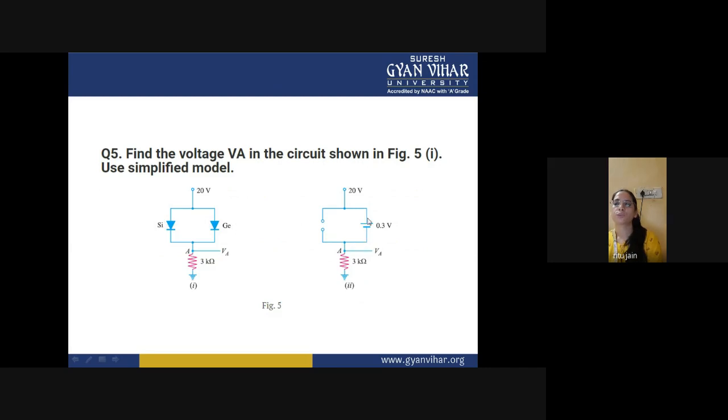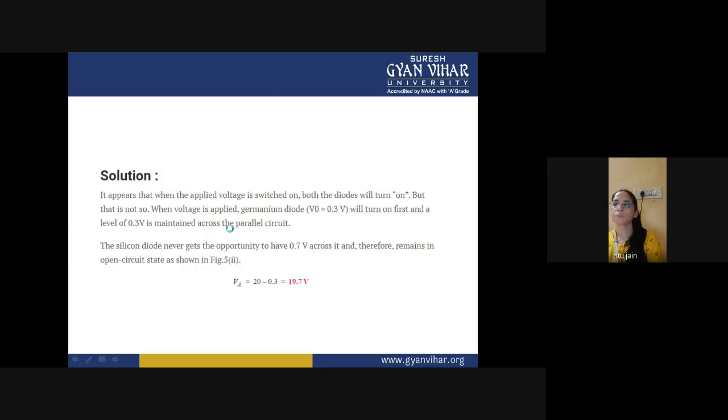So the current will flow through this circuit. And you know when two branches are in parallel, the voltage across those branches will be the same. So the diode with less voltage drop will turn on first. It appears that when the applied voltage is switched on, both the diodes will turn on, but that is not so. When the voltage is applied, the germanium diode, V naught equal to 0.3 volt, will turn on first, and the level of 0.3 is maintained across the parallel circuits.